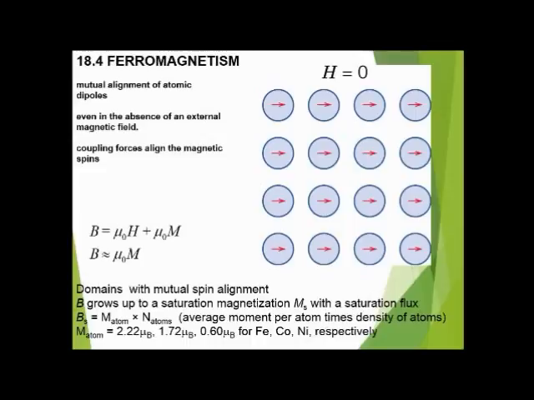Now coming to the next, ferromagnetism. There is a mutual alignment of the atomic dipoles even in the absence of an external magnetic field. This is the main point to think about: even in the absence of a magnetic field, there is an alignment of the atomic dipoles. So it is known as a ferromagnetic material. It is due to coupling forces aligning the magnetic spins. In this case, we have the formula B equals mu 0 H plus mu 0 M, and the value of H is nearly 0, so we can eliminate this. So the magnetic flux density equals mu 0 into M.